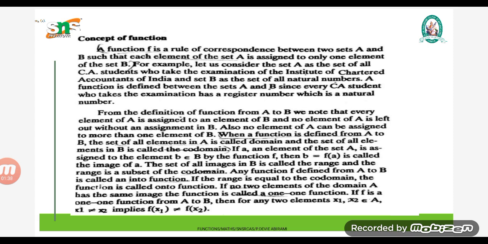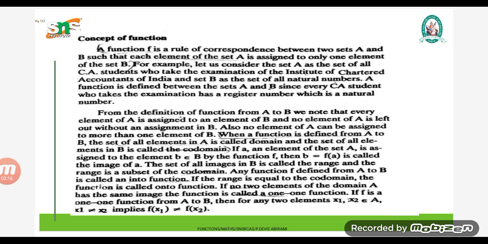Any function f defined from A to B is called an into function. If the range is equal to the codomain, then the function is said to be an onto function. If no two elements of the domain have the same image, the function is called a one-to-one function. For any two elements x1, x2 belonging to A, if x1 is not equal to x2, then f of x1 is also not equal to f of x2.